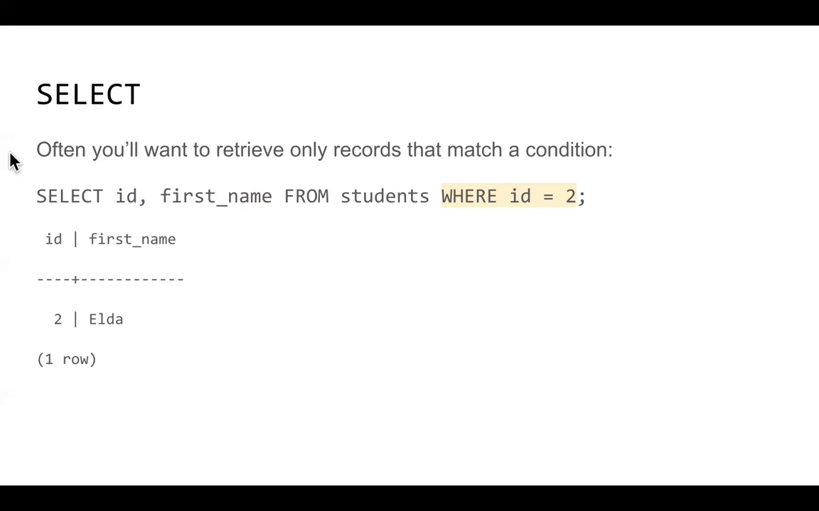So typically it's not useful to get our entire table. We want to get only specific records from our table that match certain criteria. The way we filter our results is with the where clause. So just at the end of your query, you say where, and then any logical condition. So here ID is referring to the ID from the table. So whichever student has ID of 2 is the only one that gets returned in this query, which is Elda. Tiana has ID 1, so she doesn't show up.